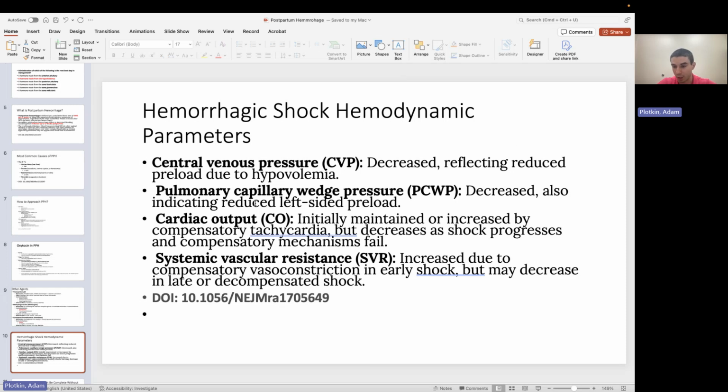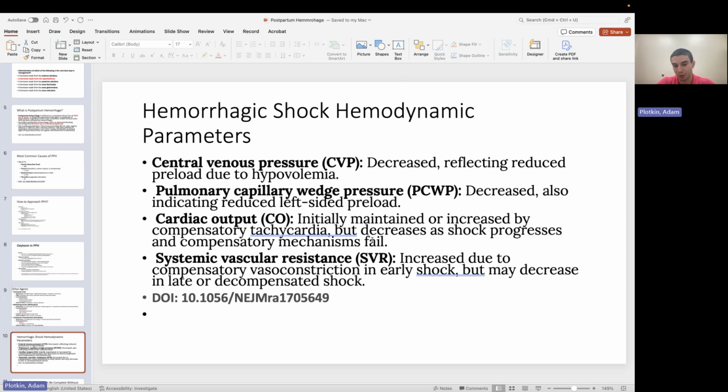The pulmonary capillary wedge pressure is kind of like a pseudo pressure of the left atrium. So whenever you see PCWP, just think left atrial pressure, okay? This is going to be decreased because there's a reduced left-sided preload. So if there's less blood going to the right side of the heart, there's going to be less blood going to the left side of the heart, and then there's less left atrial stretch. So the PCWP decreases. Cardiac output will try to be maintained initially, or it'll be increased by compensatory tachycardia.